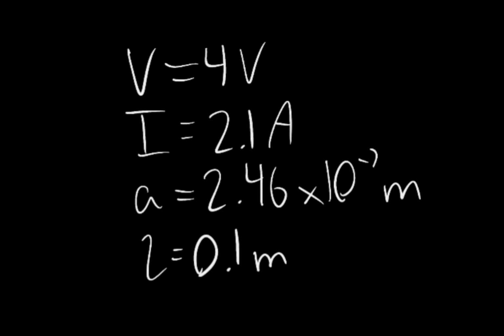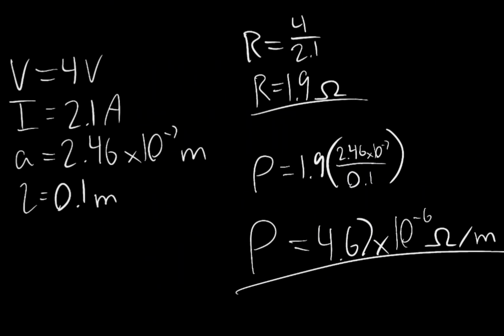So, if you have 4 volts and a current of 2.1 amps, as well as knowing the cross-sectional area is about 2.46 times 10 to the negative 7 meters, and knowing the length of the wire is 0.1 meters, then what is the resistance and the resistivity of the wire? Well, resistance is just voltage over current, so it equals 1.9 ohms, represented by omega. Then, using that in our resistivity formula, we get the resistivity of the wire, which is about 4.67 times 10 to the negative 6 ohms per meter.